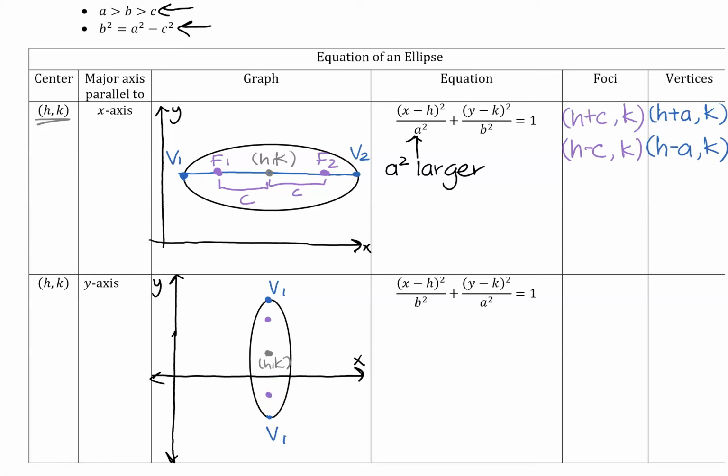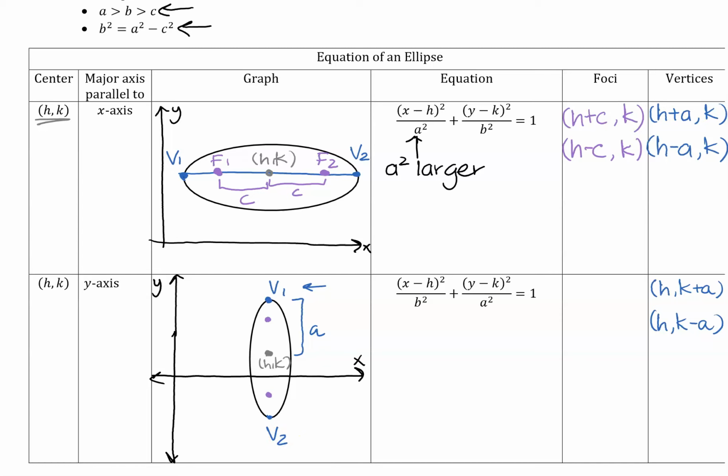So in this case, now the first vertex, let's talk about V1, that is a units above the center. And so that coordinate would be (h, k + a). I'm adding a now to the y coordinate of the center since it moves a units up. The second vertex would be (h, k - a). I'm talking about V2 now. That is a units below the center.